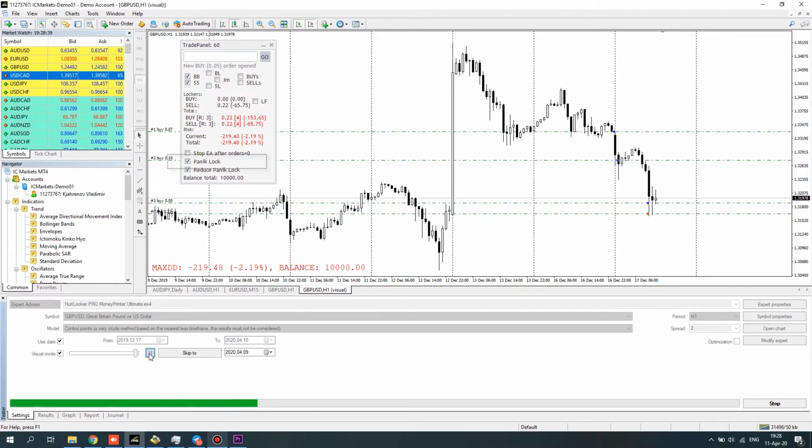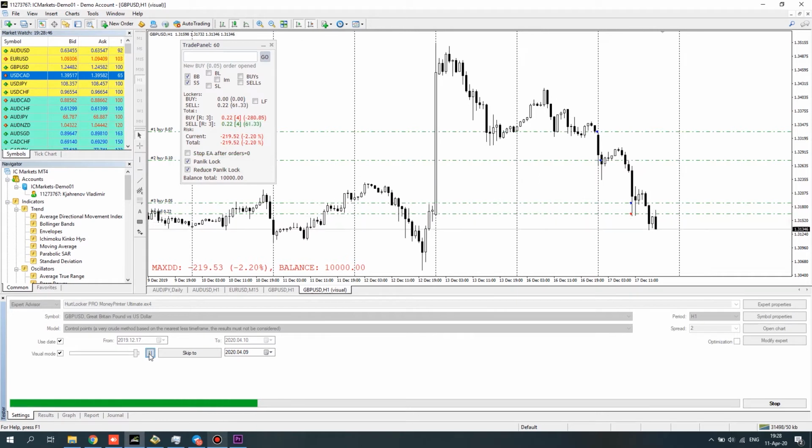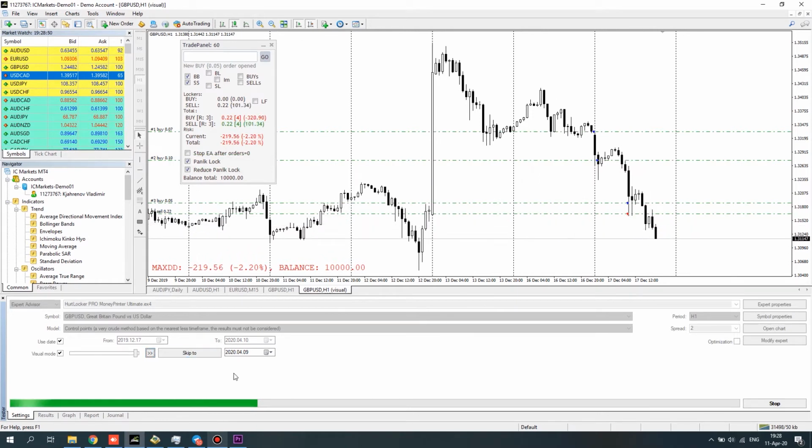The expert advisor will calculate the volume of open positions and open the missing position. In this case, the advisor will open a sell position. To give a sign for the expert advisor that it can start reducing the volume, I just tick the reduce panic lock checkbox. If I tick the checkbox immediately, the expert advisor will reduce the volume of positions by 50% as soon as price enters the right zone.